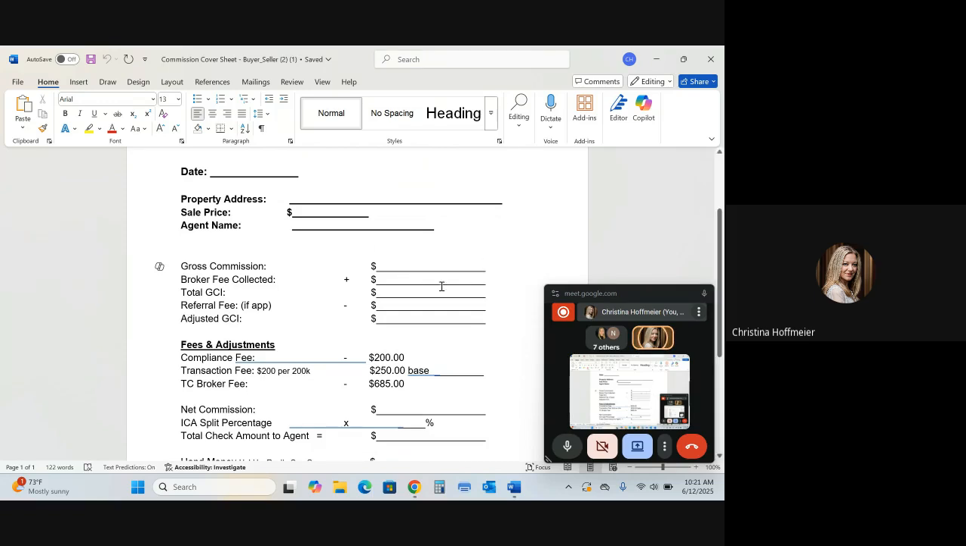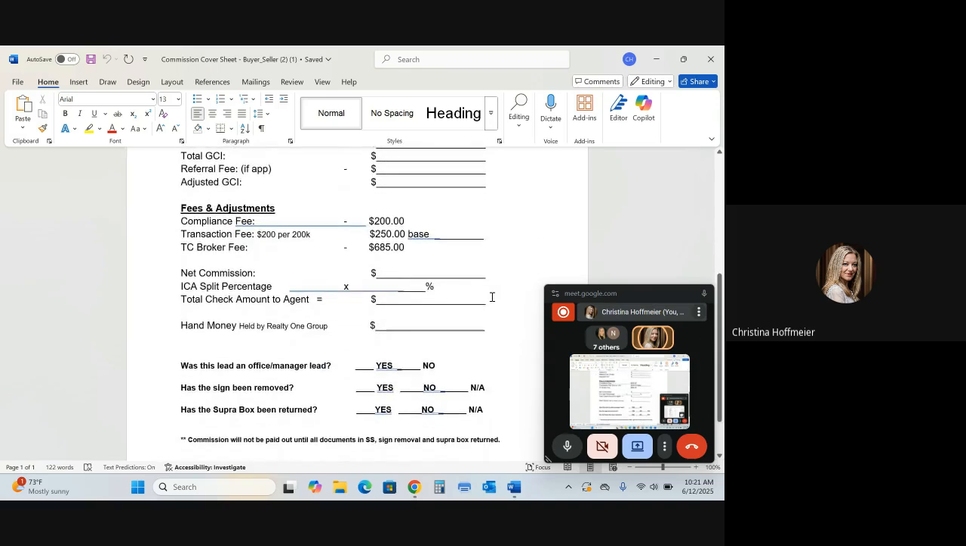All right, great. Next, we're looking at the debits to the agent, and that's going to be your fees and adjustments. So first we have the flat compliance fee of $200. And then we have the transaction fee. The transaction fee is $250 as your base transaction fee. And then you would add $200 per 200,000 on the sales price thereafter. So if it's under 200,000, you just leave the 250 in there. You don't need to write anything. But let's say that it is 410,000, then you would write 450. Is it 450 then? No, if it was 395 or 400, it's 450.